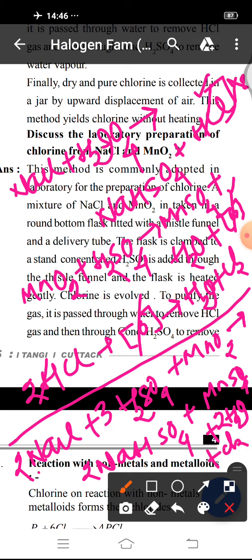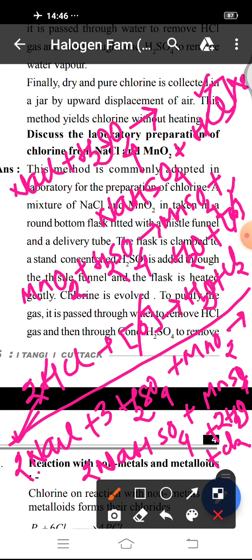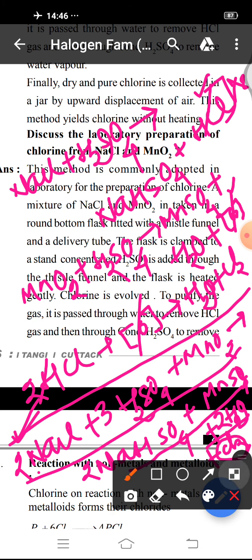So this is the overall reaction where NaCl, MnO2 and H2SO4 react with each other to form chlorine gas. 2NaCl plus 3H2SO4 plus MnO2 give rise to 2NaHSO4 plus MnSO4 plus 2 water and chlorine. So by this method, chlorine gas can be prepared.